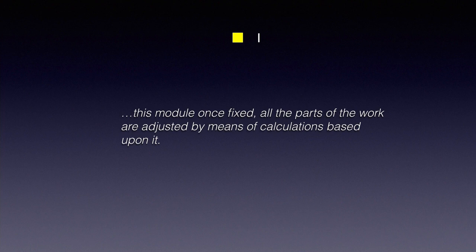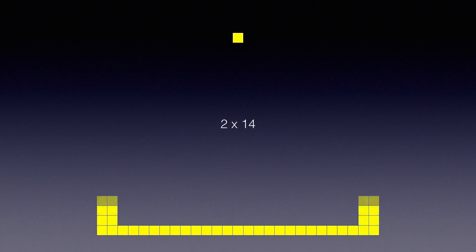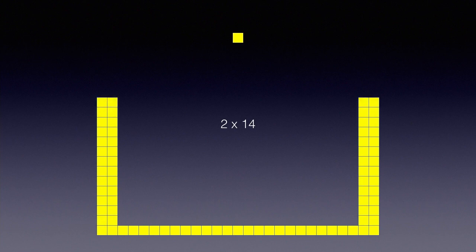In other words, it doesn't matter how big or small the square is. What matters is that the rest of the design flow from this module. So we start with the base, and Vitruvius tells us that it should be 27 units wide. We then place a column at either end of the base. Vitruvius says they should be 2 modules wide and 14 modules high.